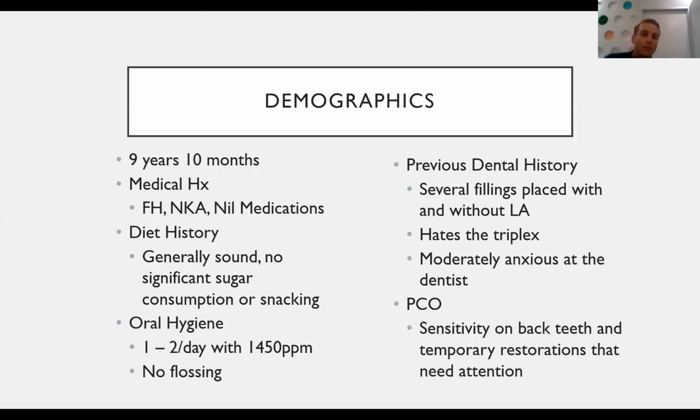So the patient that's presented is fit and healthy, 9 years and 10 months. So it's a pretty common age to see an MIH affected patient. Oral hygiene's pretty good and diet's good. Their main concern is they've had several fillings placed with and without local anaesthetic, and they really hate the triplex. They're also pretty anxious when they attend the dentist. And their main concern is that they're getting quite bad sensitivity on their back teeth, and they've got some temporary restorations, and this is what they were referred for.